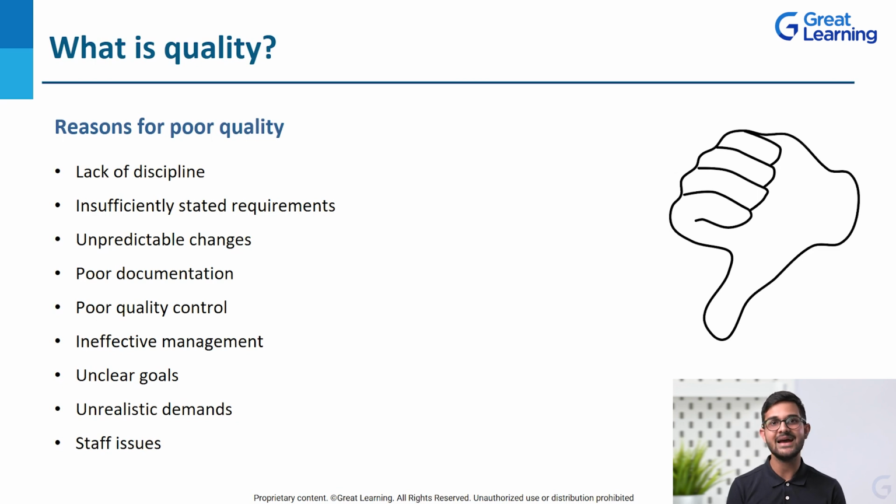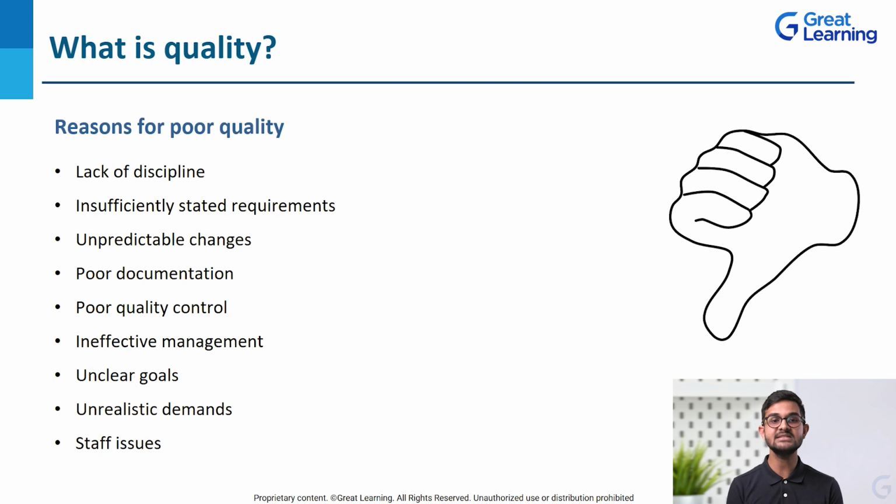Number one, lack of discipline. Whenever we are talking about managing quality or assuring quality, planning for that is extremely important. And that will never be suitable unless you are fully disciplined. If you lack discipline, definitely you will not be able to plan for it, assure it, or control it. Eventually it will be a wastage of time, energy, money and effort. So we have to make sure that we are disciplined if we are talking about managing quality and planning for quality.